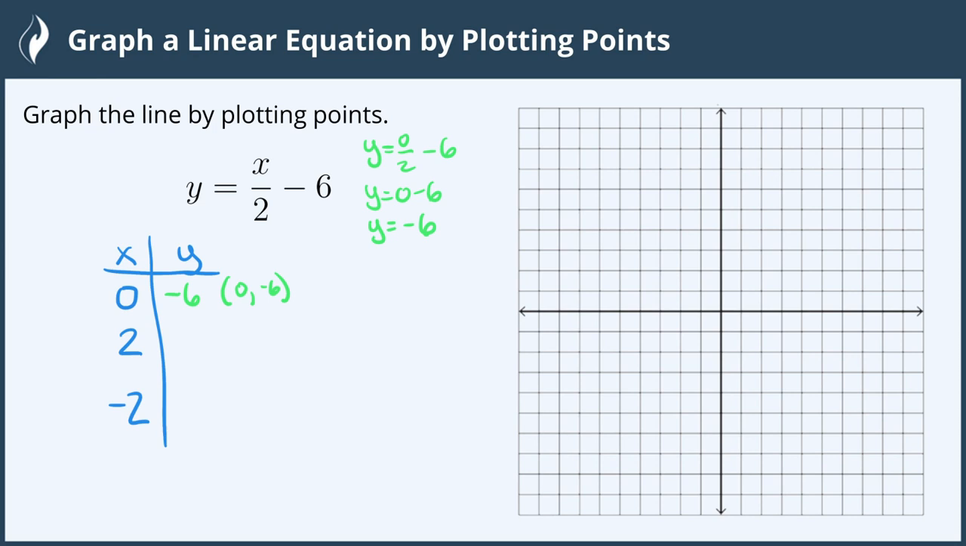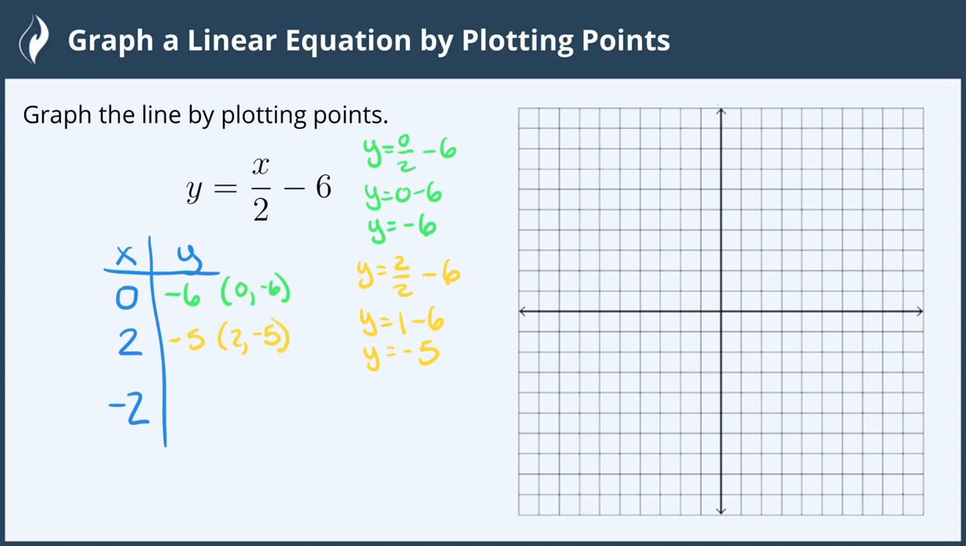By substituting 2 in for x, we get y equals 2 divided by 2 minus 6, which gives us y equals 1 minus 6, so y equals negative 5. So the y-coordinate when x equals 2 is negative 5, and we can write the ordered pair 2, negative 5.